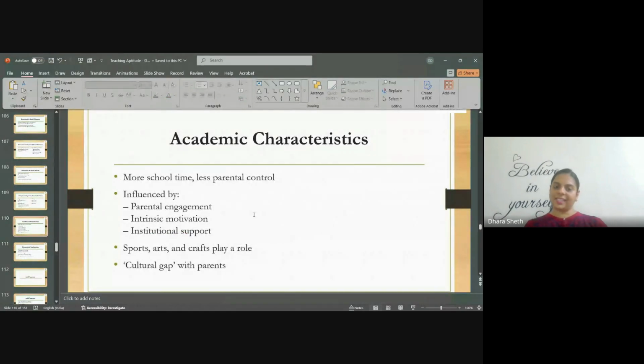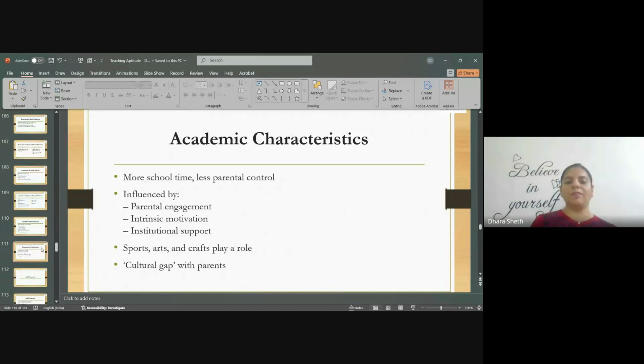Academic characteristics are more school time, less parental control. They are influenced by parental engagement, intrinsic motivation, and institution or school support. Sports, arts, and crafts play a role, and cultural gap, what we call as generation gap, happens with parents.